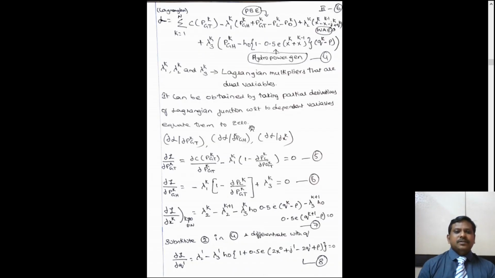So here also we are considering the Lagrangian multiplier. Based upon the Lagrangian multipliers, this equation represents one main objective function, and these three: the power balance equation, water availability equation, and hydropower generation are constraints. Okay, this is the main objective. The objective is to reduce the operating cost of the thermal power plant with the help of these three constraints: power balance equation, water availability equation, hydropower generation.